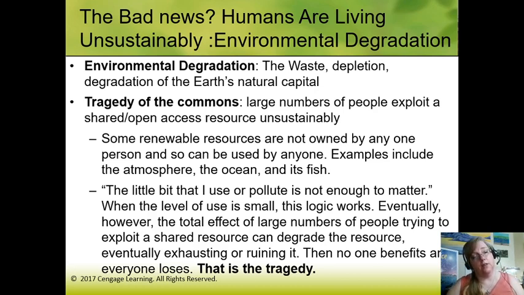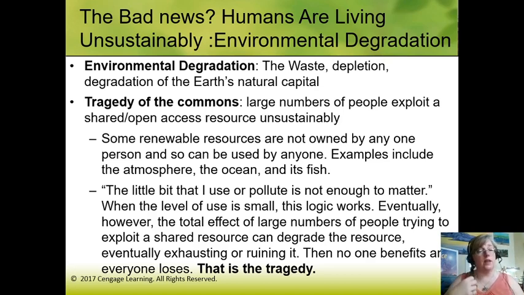We always have bad news. We thrive on bad news, and that's just kind of sad. But here's what it is. Humans are living unsustainably, and there is a lot of environmental degradation. Environmental degradation is where the waste and depletion and degradation of the Earth's natural capital. We are ruining our resources, polluting our waters, and all of that stuff.